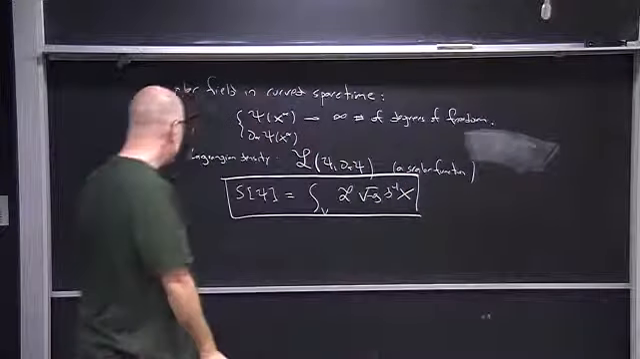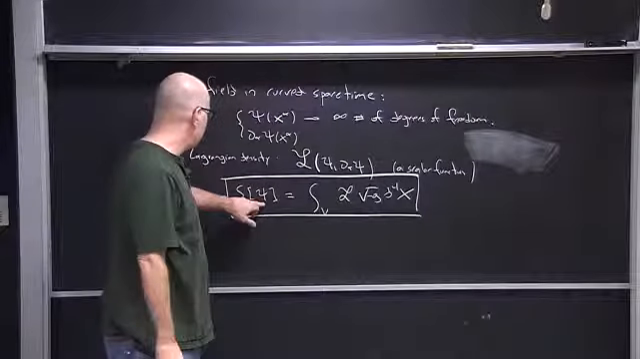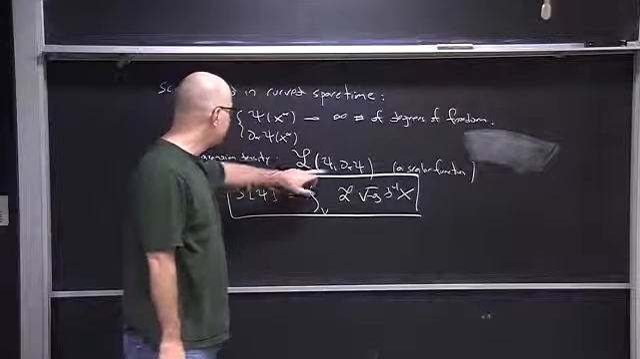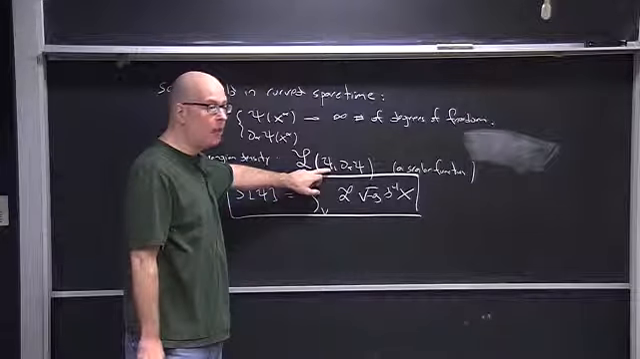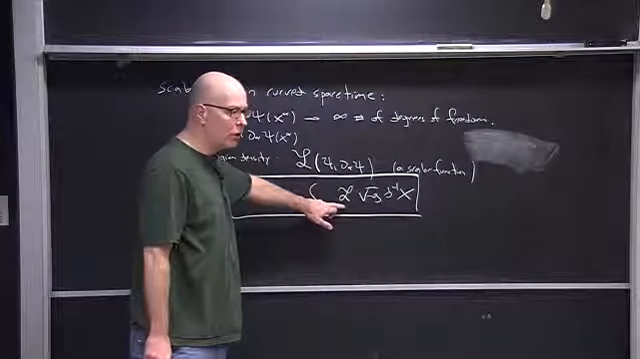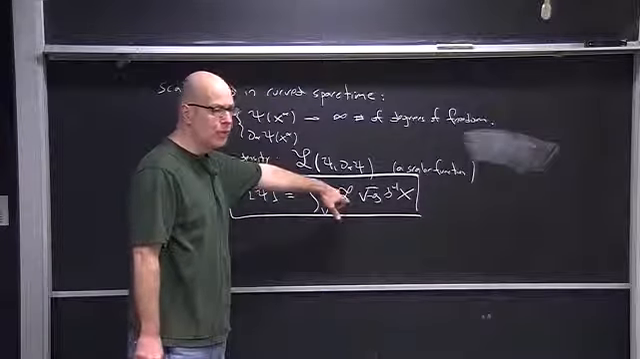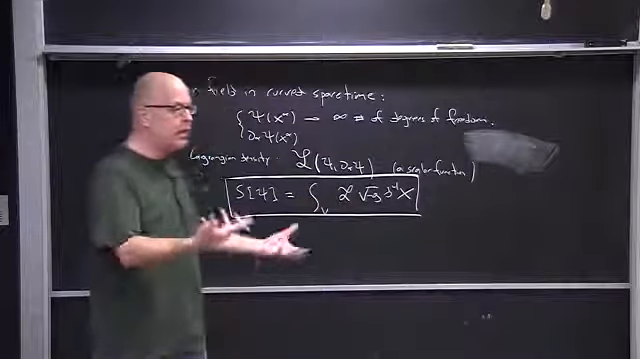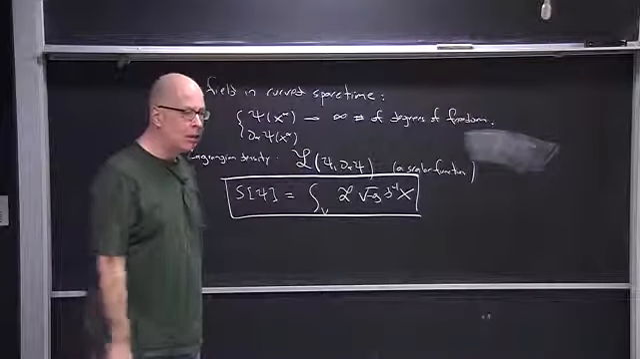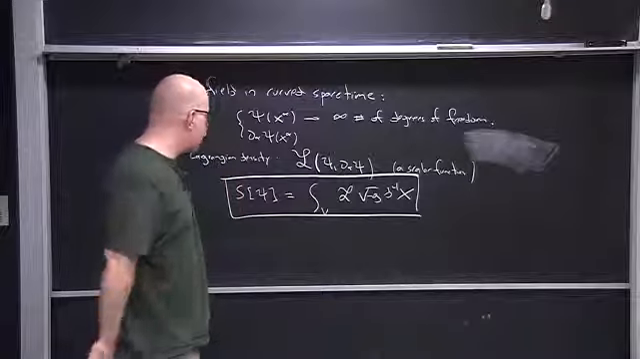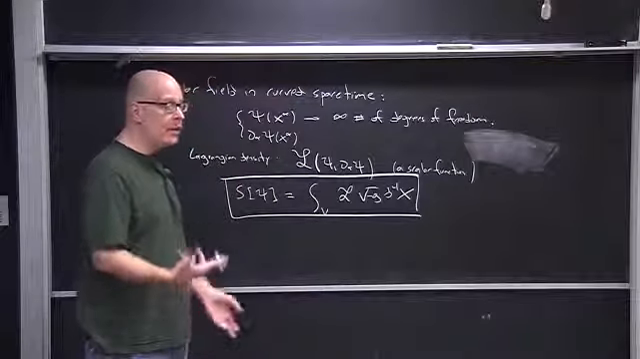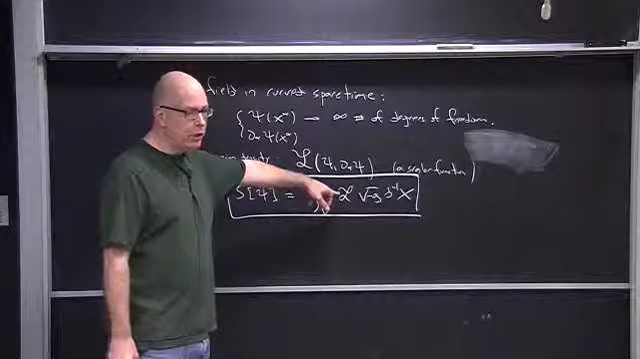And again, it's a functional because, in order to get this number, that is the action, I have to specify the full function of space-time that the scalar field is and its derivative in order to know what the Lagrangian is, in order to know what I'm supposed to be integrating. So for any field configuration, I get a number, and as I change the field configuration, the action will change, and you vary the action by varying the field configuration.